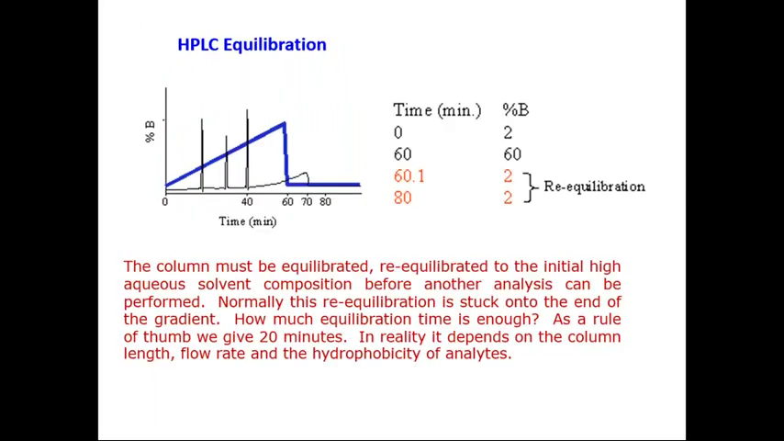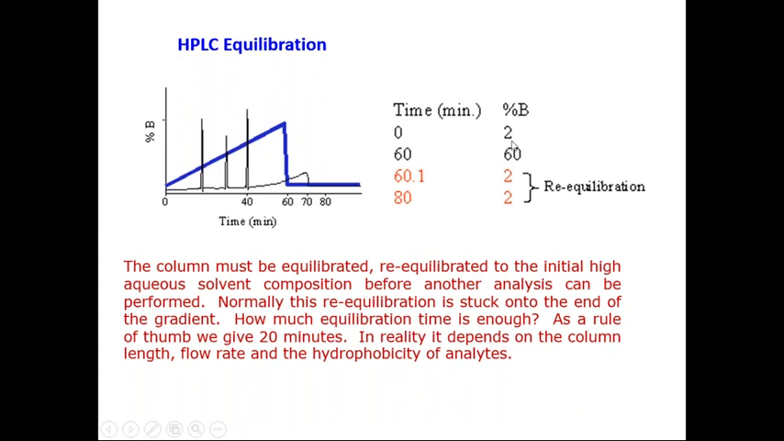So in HPLC, equilibration is very important. That is, after a run or after the gradient, it must be equilibrated so that it comes back to the original condition for you to get reproducibility. Very often when we do HPLC, as soon as the run is over, we tend to inject the sample again. But no, you need to have an equilibration so that the solvent that is passing through the column is the same as what you started with.